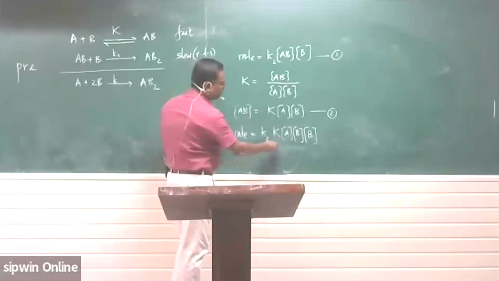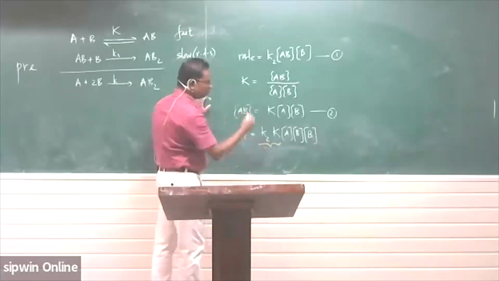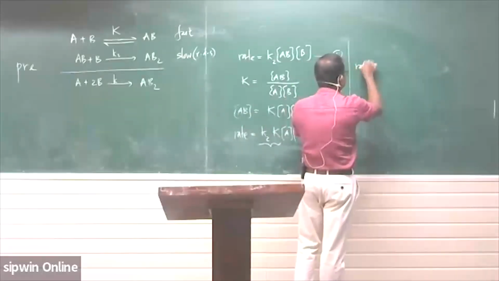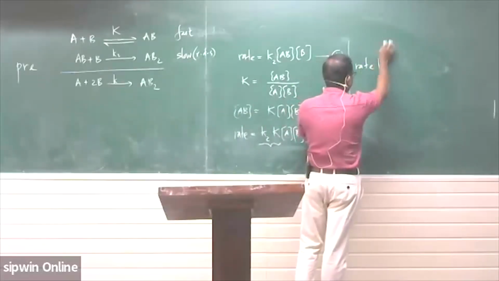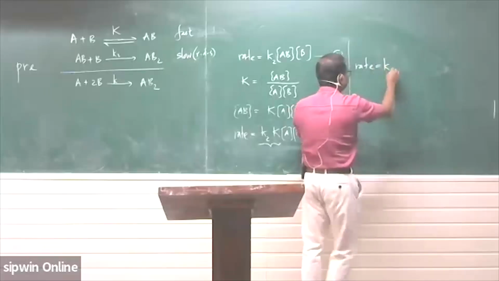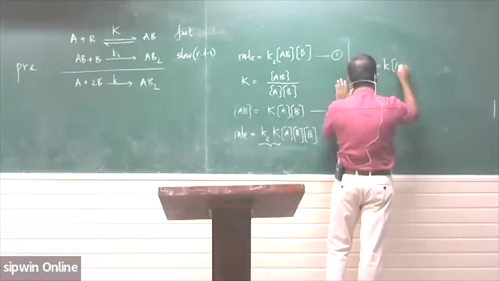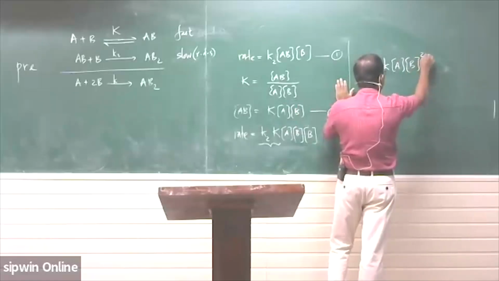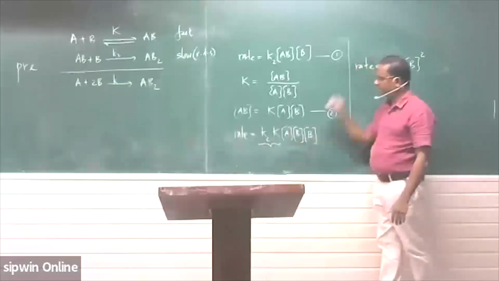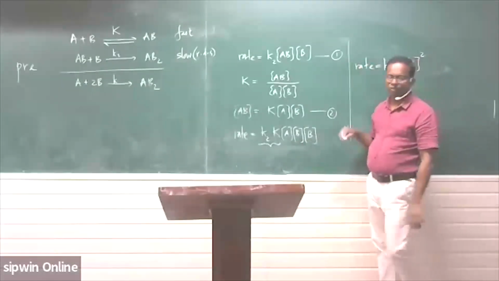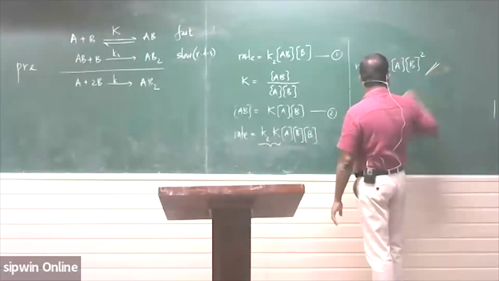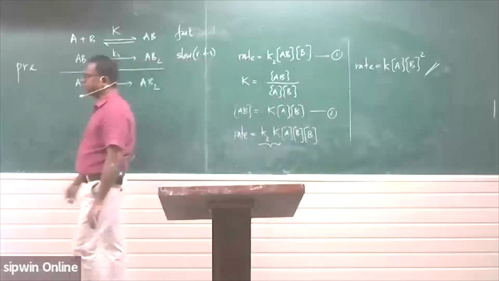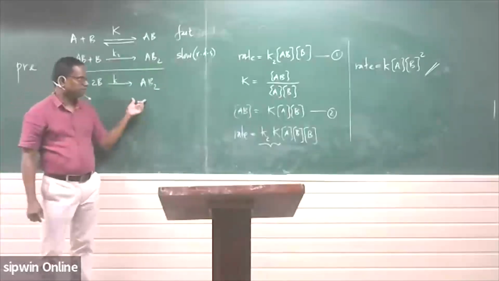තේරුණාද, instead of these two, rate equal K, A concentration, B concentration squared. Like that way you can reach the right rate equation, or the rate law, for the overall reaction.